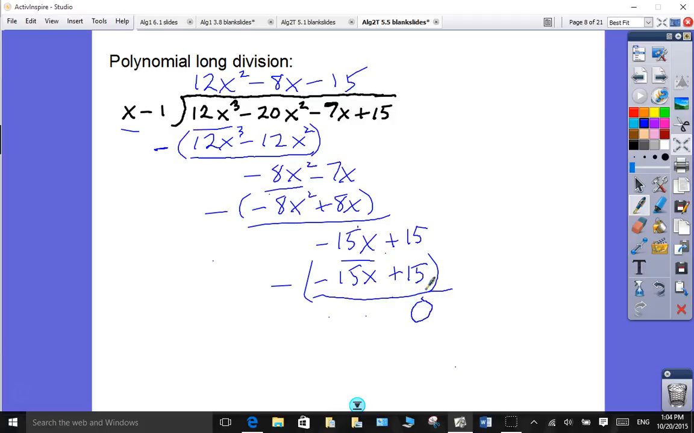What did it mean when you did long division and got a remainder of 0? It means the thing you were dividing by was a factor of the thing you were dividing. The divisor was a factor of the dividend. That's what it meant. So this here means x minus 1 is a factor.